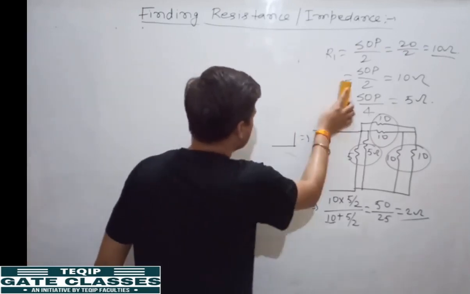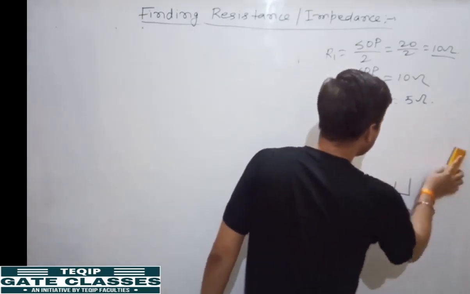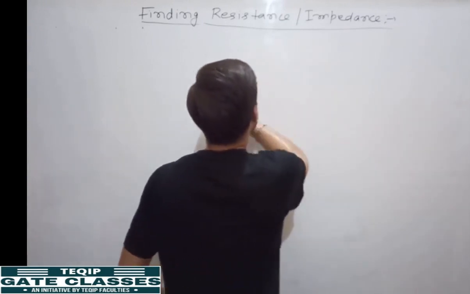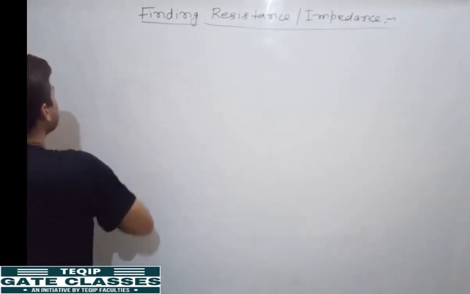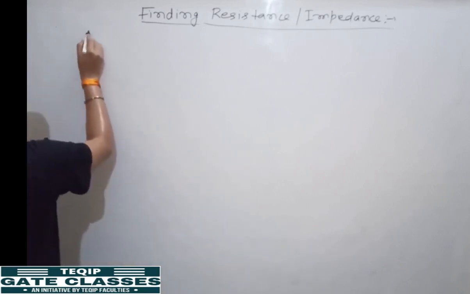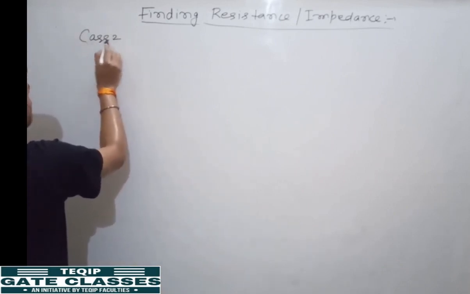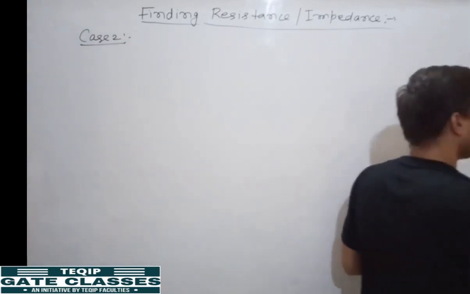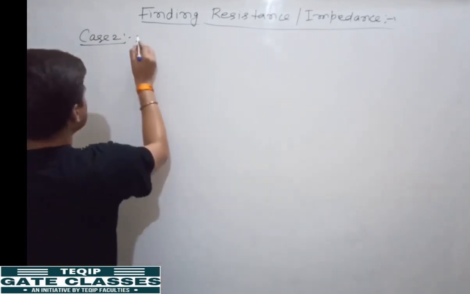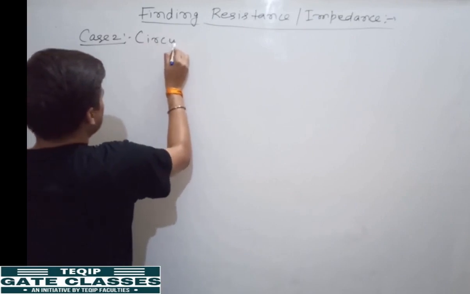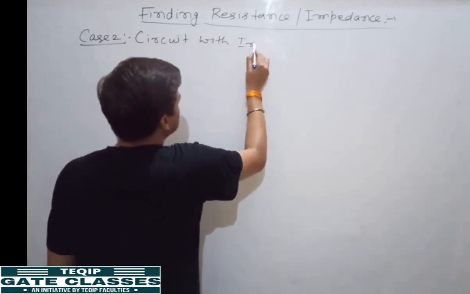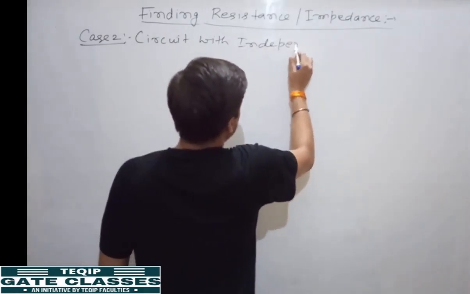Next come to second case. That means now in the circuit there will be an independent source. There will be one or more than one independent source present in the circuit. Case 2, the circuit having independent sources.